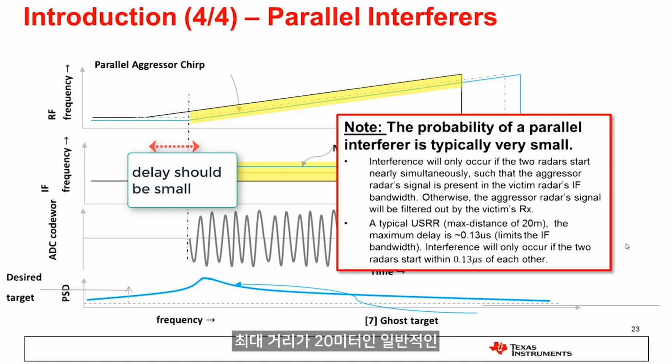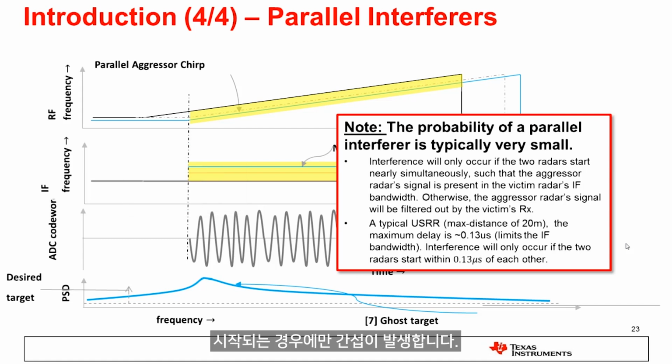In a typical ultra short range radar with a max distance of 20 meters, the maximum delay of a target is 0.13 microseconds. This limits the IF bandwidth, and interference will only occur if the two radars start within 0.13 microseconds of each other.